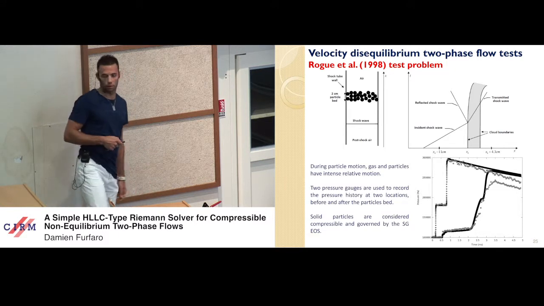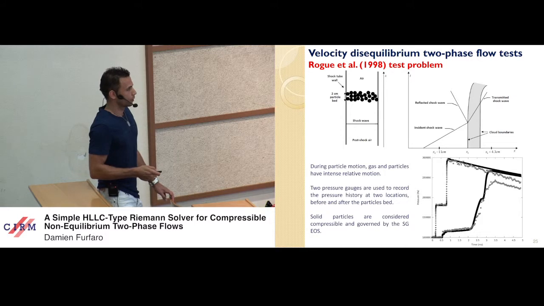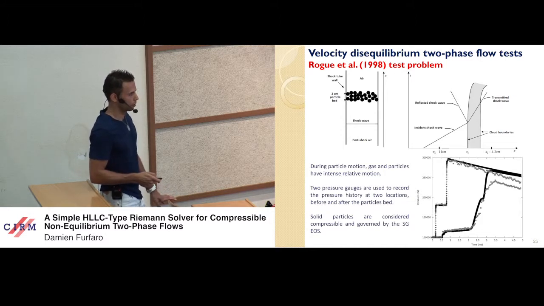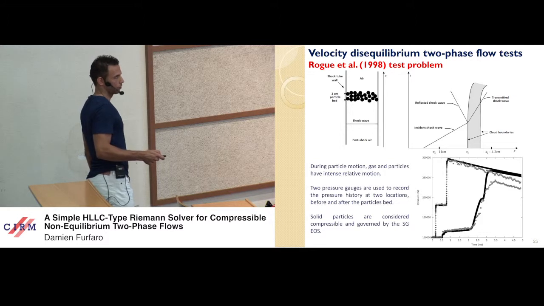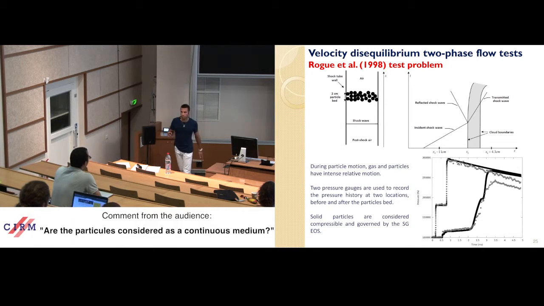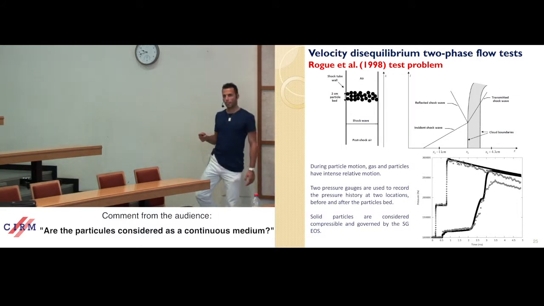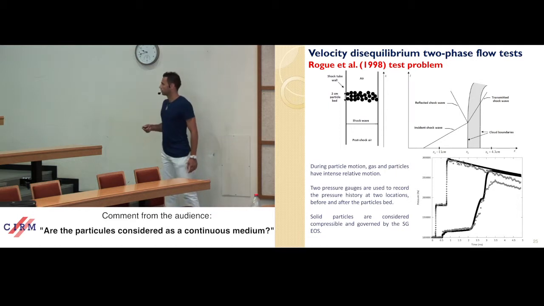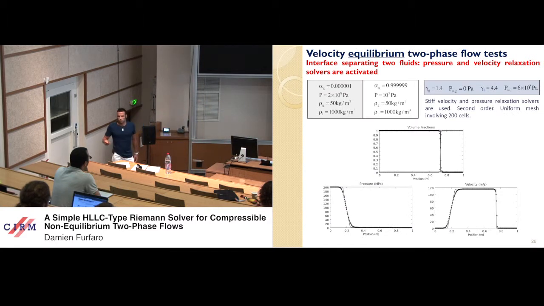Solid particles are considered compressible and governed by the Stiffened-Gas equation of state. Here, the numerical results are with the dark symbols, and the Rogue pressure signals are with gray symbols. We can see a good agreement. And we use a drag force as a source term.